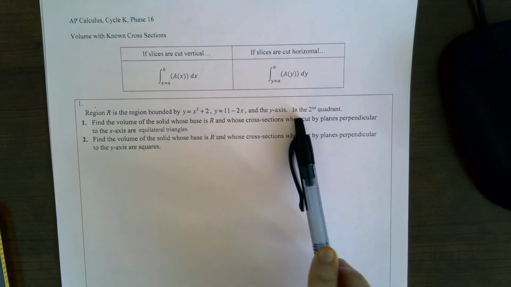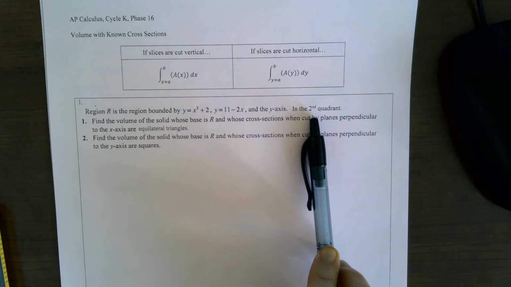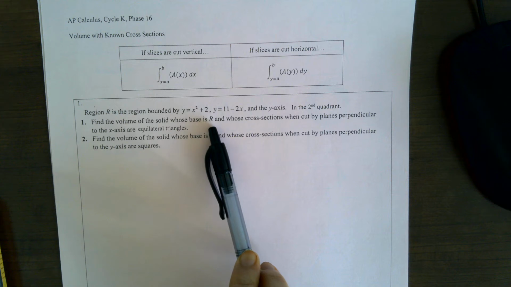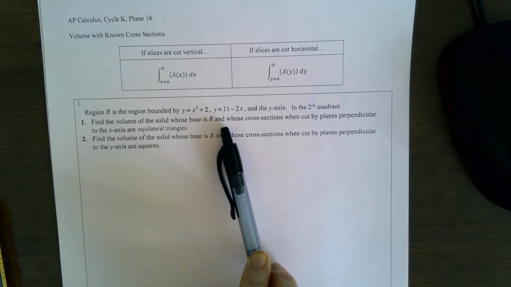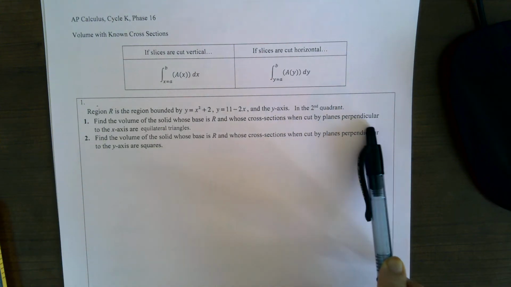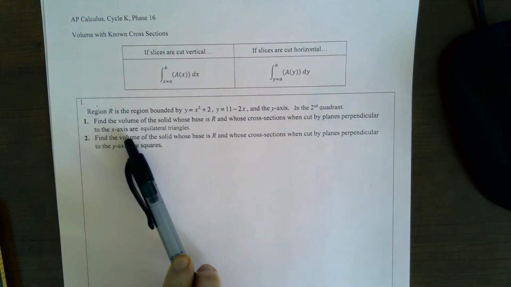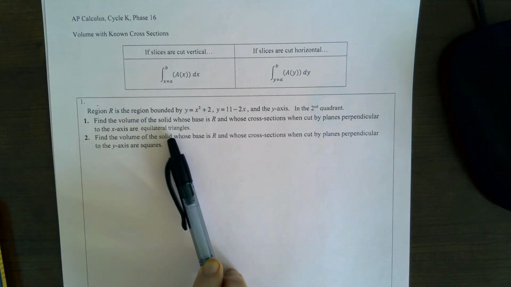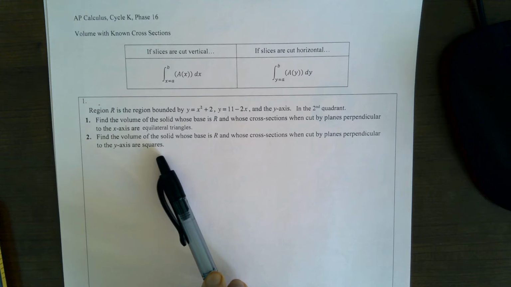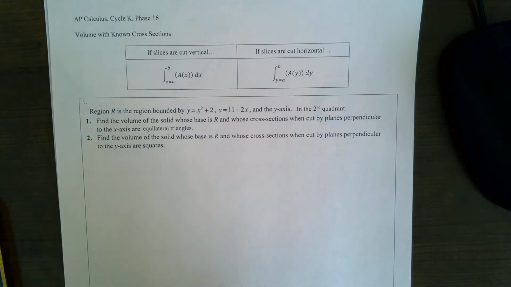Okay, so region R is the region bounded by this parabola, this line, and the y-axis, but then I had to add this on because this wasn't clear enough, in the second quadrant. So first we're going to find the volume of the solid whose base is R, the region that they just described, and whose cross sections, when cut by planes perpendicular to the x-axis, are equilateral triangles. And then we're going to go down here with squares cutting in the opposite direction.